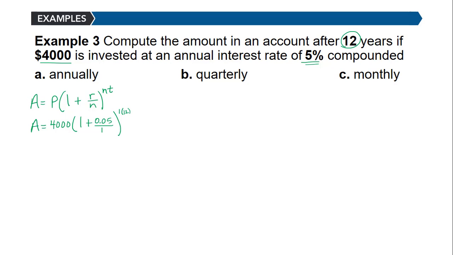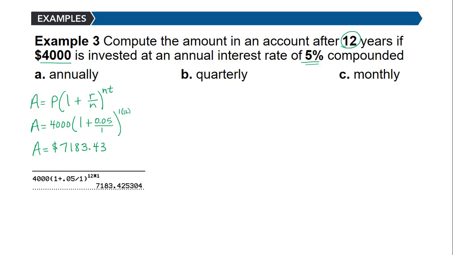So we can input that expression on the calculator, 4,000 times 1 plus 0.05 divided by 1 raised to the 12 times 1. We're going to round to 2 decimal places since we're talking about money. The amount would be $7,183.43.